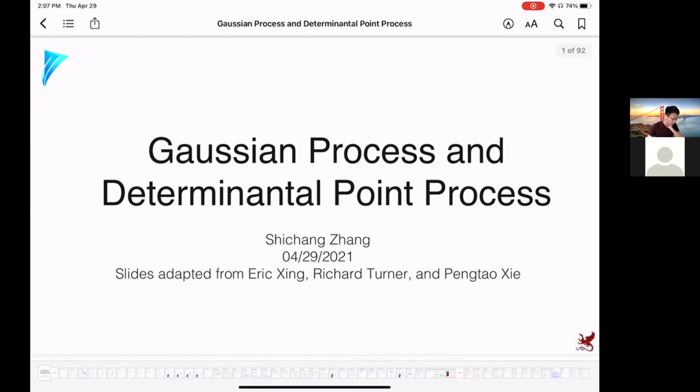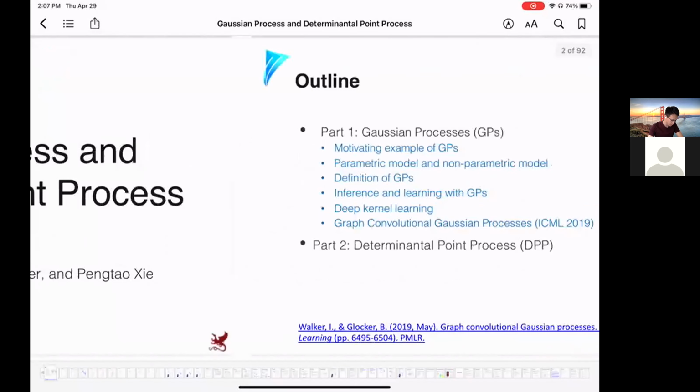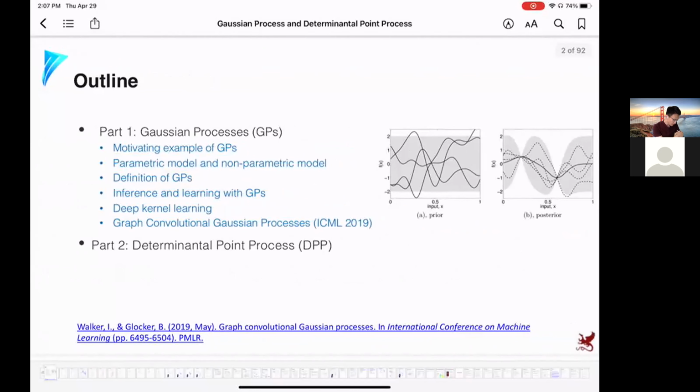After that, there is a second topic called the determinantal point process, for which I took slides from Peng Taoxie, who used to be at CMU and right now is a professor at UC San Diego. So the outline will be like this. We will spend most of the time talking about Gaussian process, and we will give motivating examples of a Gaussian process. And then we discuss some concepts like parametric models versus non-parametric models. And then we talk about the definition of Gaussian process, and how we do inference and learning.